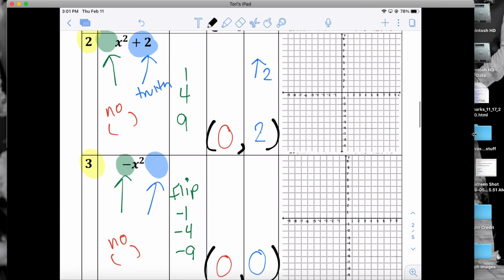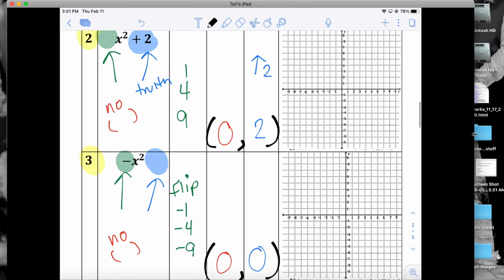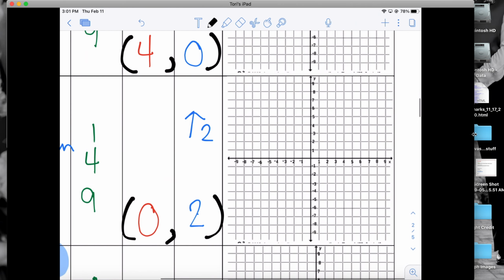All right, let's look at number 2. Number 2 told me that my equation is going to start 2 spaces up, so my vertex is going to be at 0, 2. We are following the same normal pattern, so out 1, up 1. I'm going to put the 1 dot on both sides. I'm going to use my next number, which is 4. So if I go out 2 spaces, 2 squared is 4. 1, 2, 3, 4.